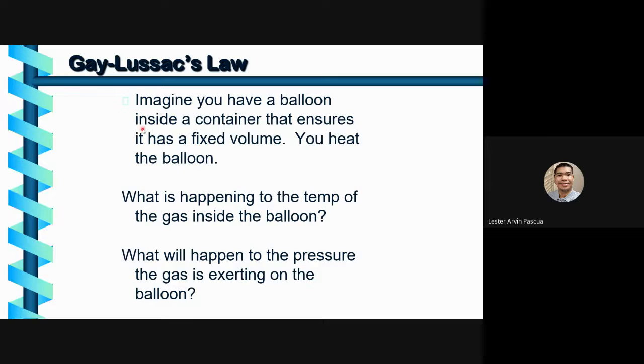So ito, Gay-Lussac's law, it's another law, no? So sabi niyo dito, imagine you have a balloon inside a container that ensures it has a fixed volume. And then painitin mo yung balloon na yon. So fixed volume dapat, tapos papainitin mo. Ano kaya mangyayari doon sa temperature sa loob ng balloon? Ano mangyayari daw sa pressure naman ng gas na exerted doon sa balloon? Okay, so constant ang volume, anong mangyayari? Ang iniiba mo ay temperature. Anong mangyayari sa pressure?